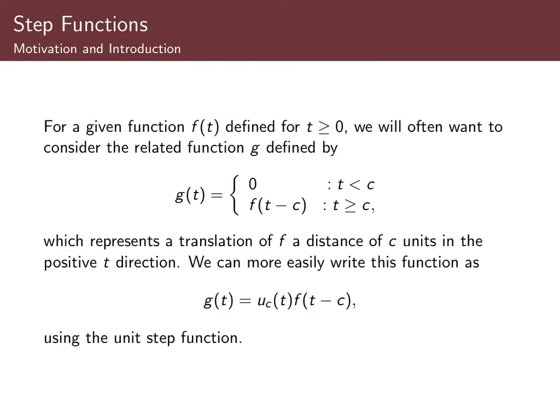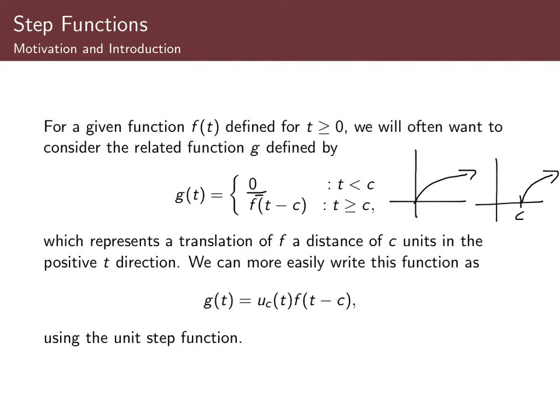Okay, so for a given function f, for example, if we want to have this function turn on at a given point and be off before that point, what we can do is model that using a piecewise defined function. Call this thing g, say it's 0 when t is prior to c, and then f of t minus c when t is greater than or equal to c. So all this is doing is taking, let's say, a function like this and moving it over c units to the right.